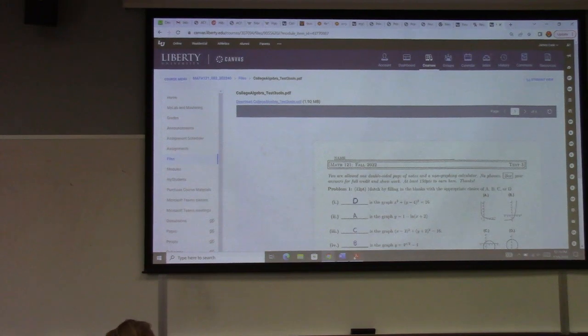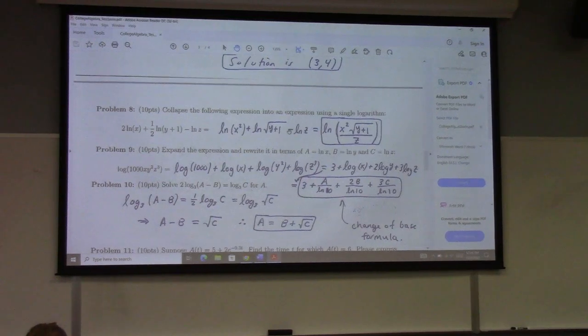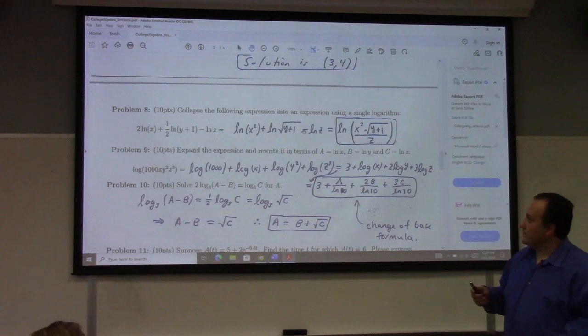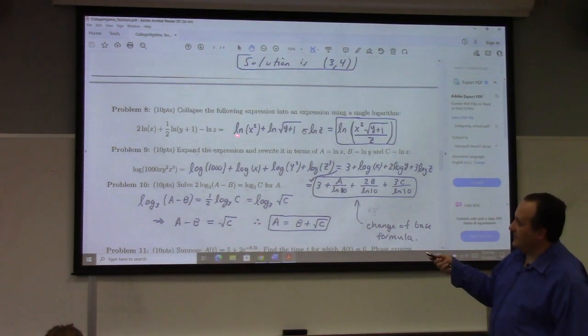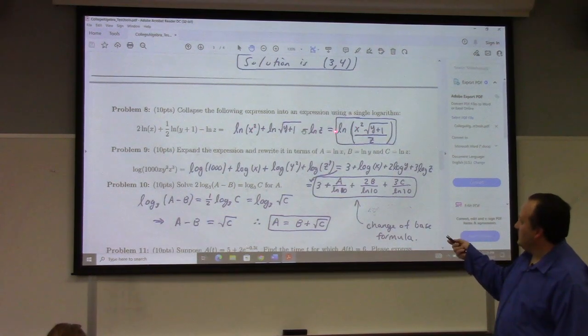Problem 8. So this one here, yeah. We have log of x squared. The 2 comes in. Then we have log of the square root of x, because that's the 1/2. So we go log of square root of that. And then the minus, well, I just left minus alone, right? So then we have log of x squared times the square root. And then we divide by z because there's a minus there.